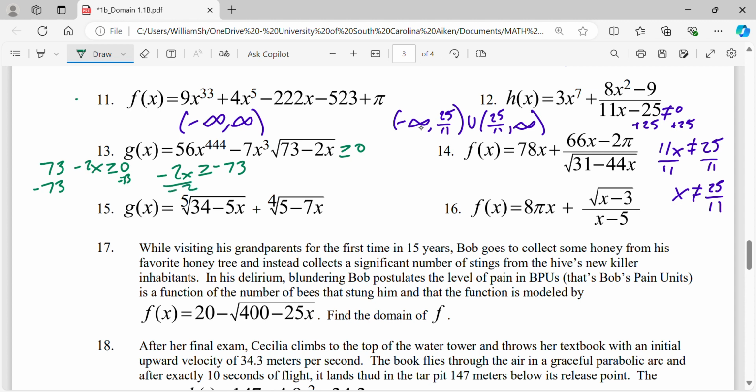I'll divide by negative 2. That'll make the negatives go away, but it'll also flip the inequality sign so that x is less than or equal to 73 halves. That means negative infinity to 73 halves, bracket, is our domain for number 13. Keep in mind your properties of inequalities, especially when it comes to multiplication and division by negatives. It causes that sign to flip.